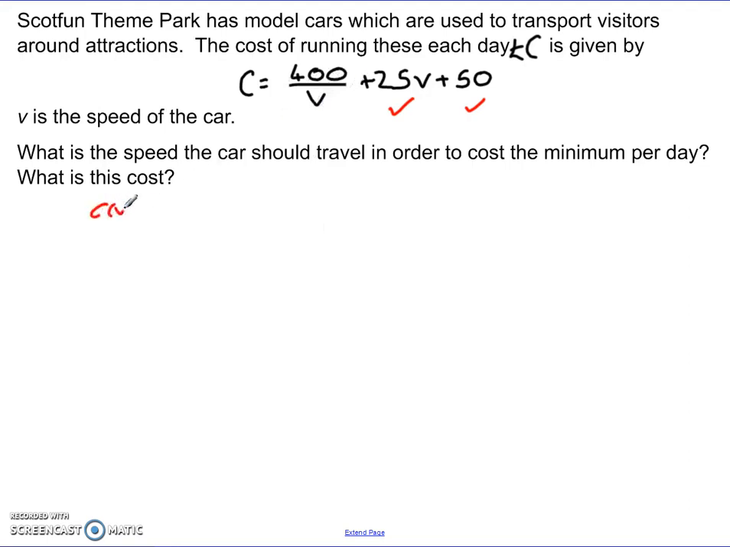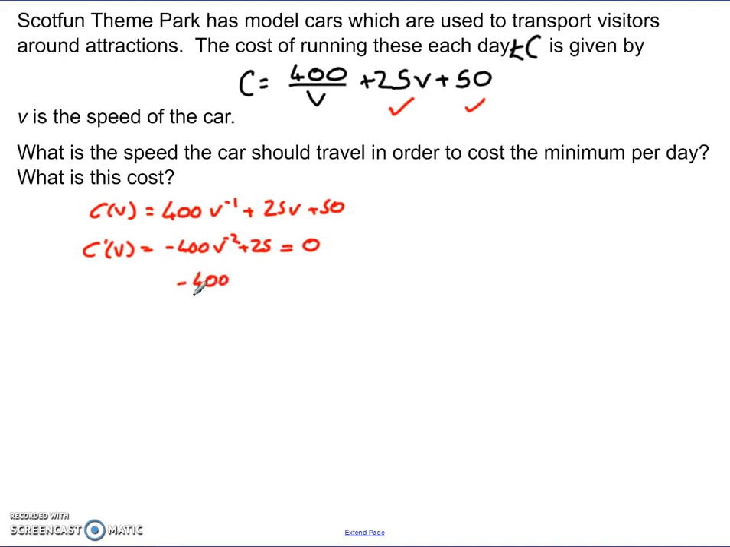So I have to say that C of V equals 400, written with a negative power, V to the negative 1, plus 25V plus 50. Now that I've got it like that, I can take my derivative. So I get C dash of V equals, bring the power down, negative 400, reduce it by 1, V to the negative 2, plus 25, 50 just disappears, and I know to minimize it, set it equal to 0. Set it equal to 0 and solve this equation.